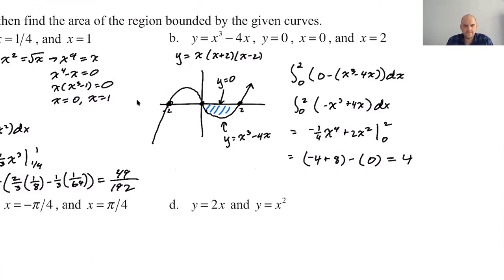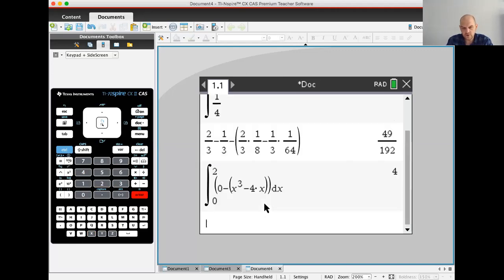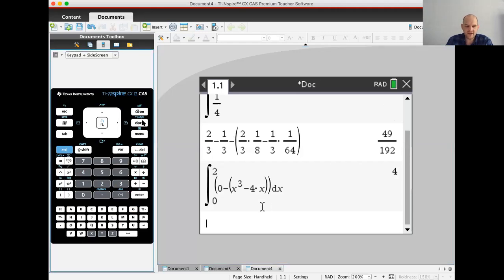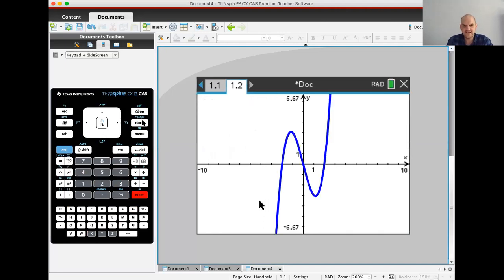So back to the calculator. I'm going to do two different things. I'm going to do the integral of 0 minus quantity x cubed minus 4x. You should just use the template. So I get 4. All right, good. Let's look at a graph. I am extremely skeptical of the graph's ability to do these, but x cubed minus 4x. And then also I need to graph 0 because I'm going to ask the calculator to find the area between curves. And so to do that, I need the two curves.